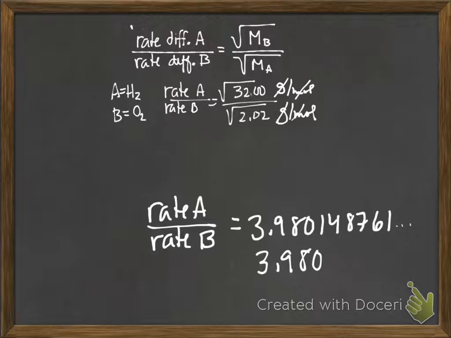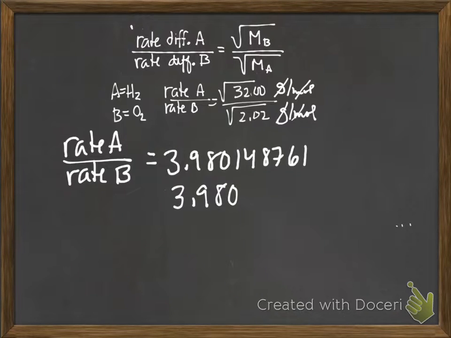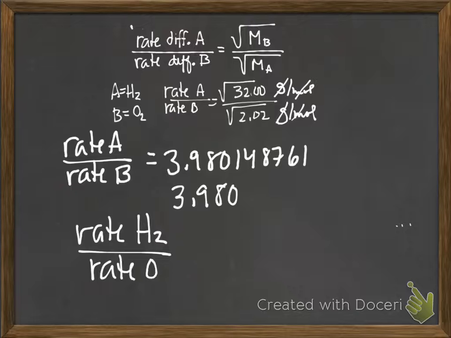What does it really mean? So what it means is that the rate of hydrogen to the rate of oxygen is 3.980 to 1. What it means is that hydrogen moves about 4 times faster than oxygen.